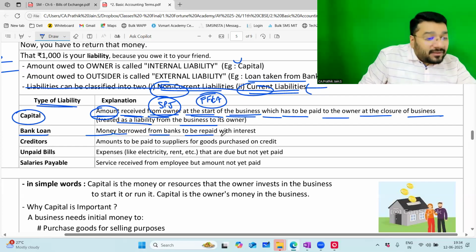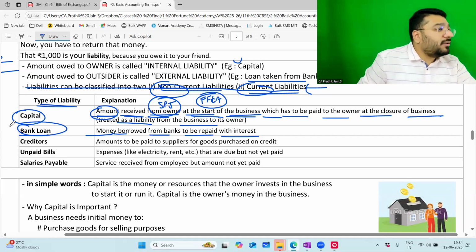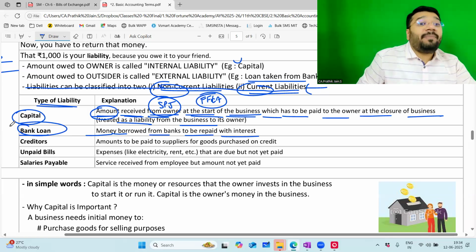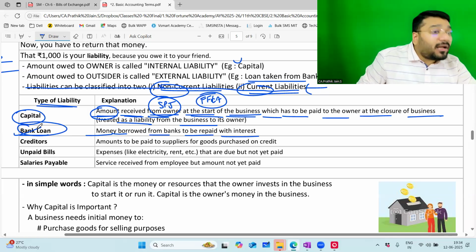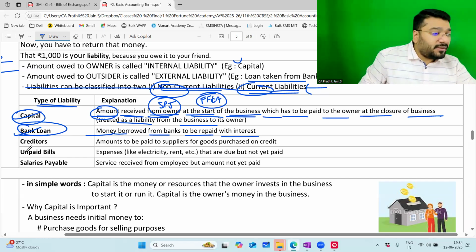Bank loan. Bank loan is nothing but the money that is borrowed from the bank, which you have to repay along with interest. To be repaid with interest is called bank loan. So bank loan is what? The money you're enjoying, but you have to repay this back in future. Anything that you repay in future is liability. So bank loan will come under which classification? Liability. External liability, but predominantly under liability classification. Capital under which side? Capital under liability side. Internal liability, but under liabilities.